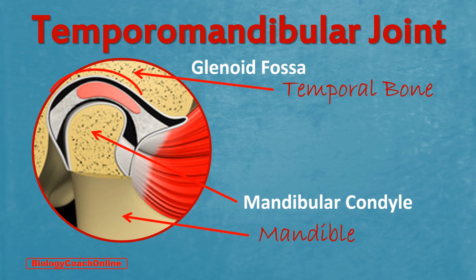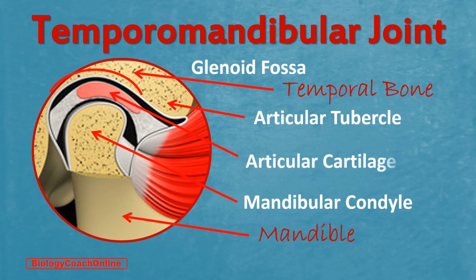So this part of the temporal bone, known as the articular tubercle, keeps the condyle from slipping out of or dislocating from the glenoid fossa. Now, as with all bony joints throughout the body, there is a pad of tough connective tissue or cartilage between the fossa and the condyle. This articular cartilage keeps the bone separated so that you don't have bone grinding on bone, which of course would be very painful.